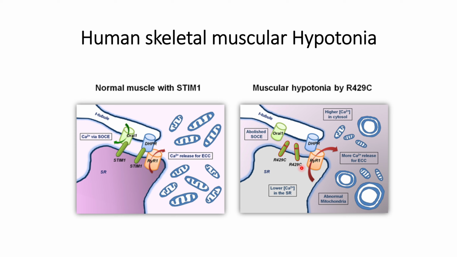However, what happens in the mutated form of STIM1? The mutated form that has been studied replaces the arginine at amino acid position 429 of STIM1, counted from the N terminal, with cysteine. In this case, the interaction of STIM1 with ORAI1 and DHPR cannot be established.